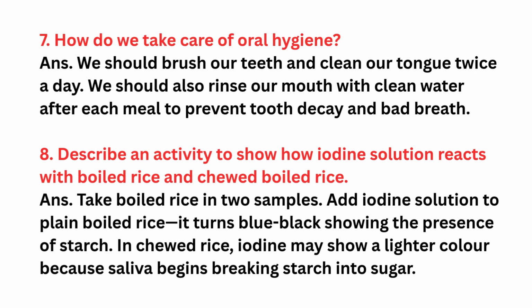Question number 8. Describe an activity to show how iodine solution reacts with boiled rice and chewed boiled rice. Answer. Take boiled rice in 2 samples. Add iodine solution to plain boiled rice. It turns blue-black, showing the presence of starch. In chewed rice, iodine may show a lighter color because saliva begins breaking starch into sugar.